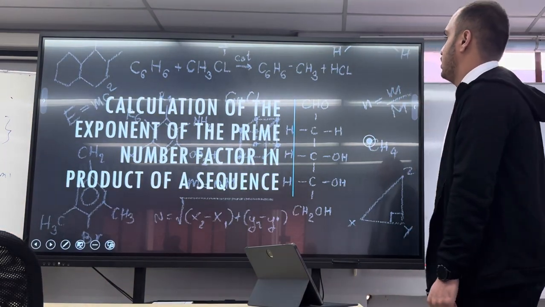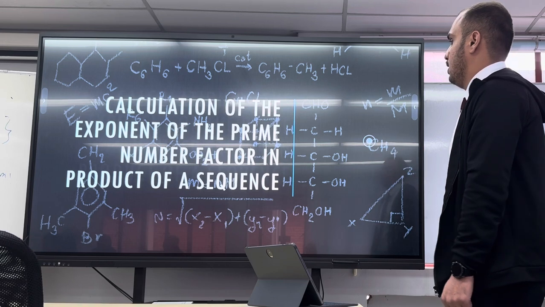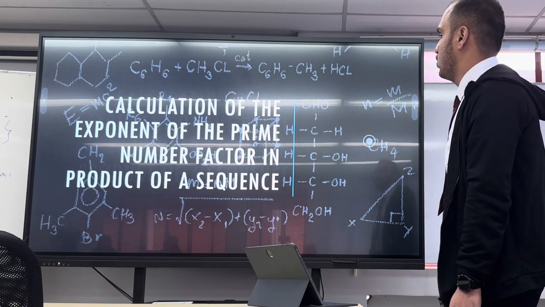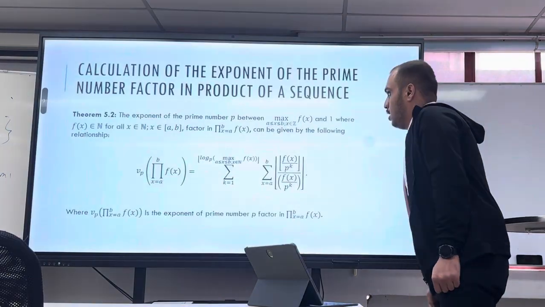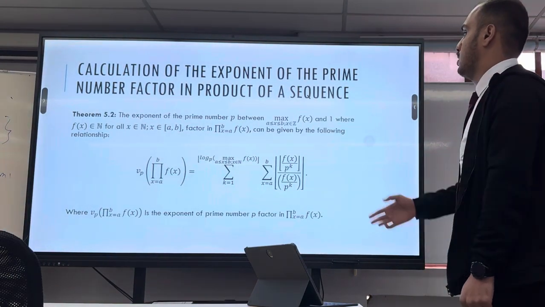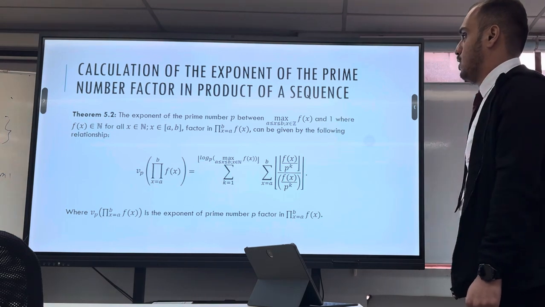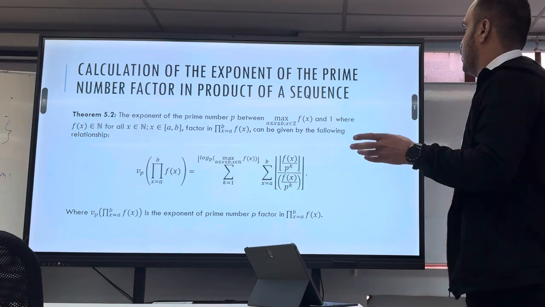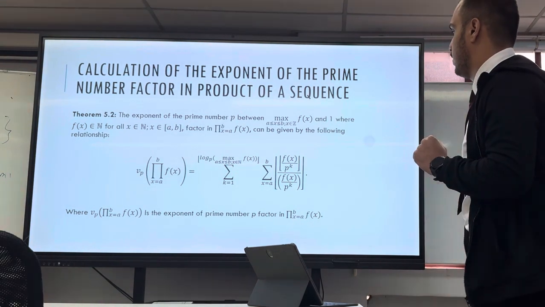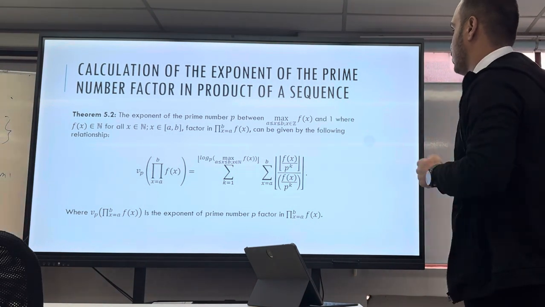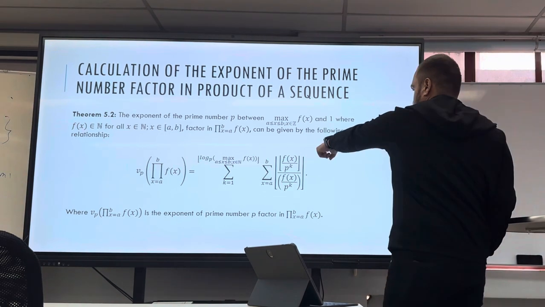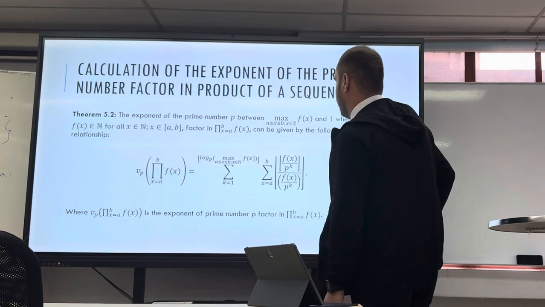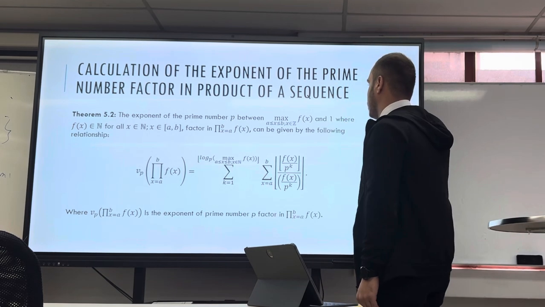This is the second objective that we will present: calculation of the exponent of the prime number factor in the product of a sequence. We formulate theorem 5.2 to achieve objective 2. The exponent of the prime number p factor in the product of a sequence is given by this formula, where this symbol is the exponent of prime number p factor in the product of a sequence.